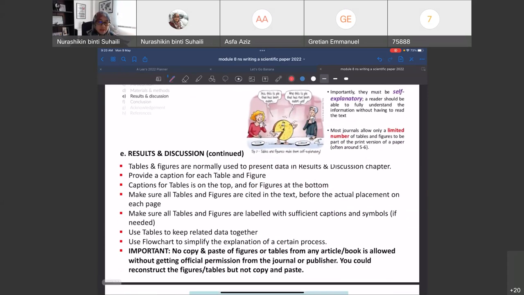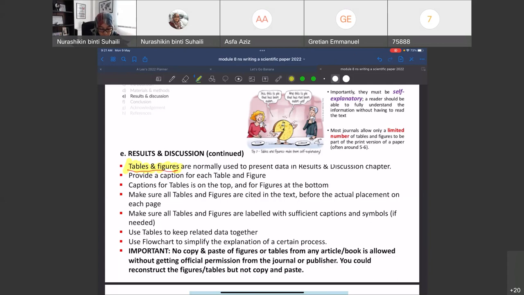Normally in the results and discussion section, we would have a lot of tables and figures. These are to explain your results, for example, graphs or tables. And you should provide a caption for every table and figure. Okay, nanti saya tunjuk benda ni.